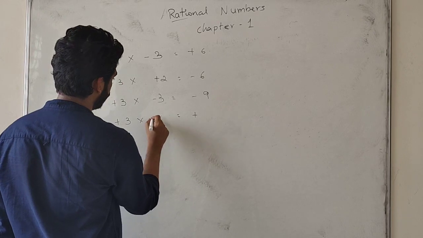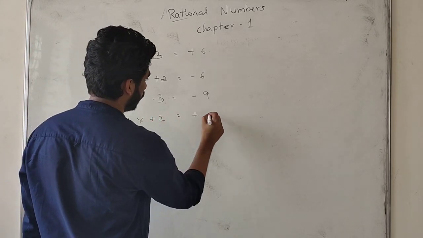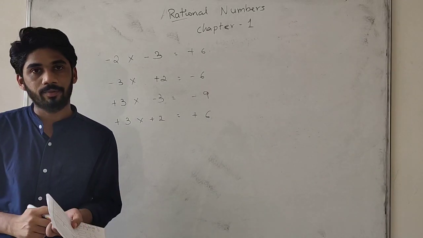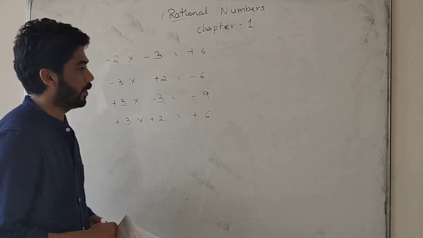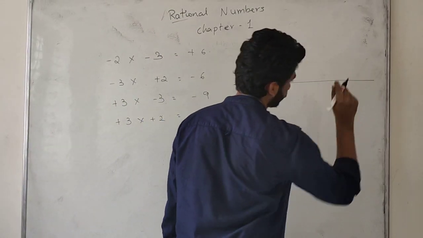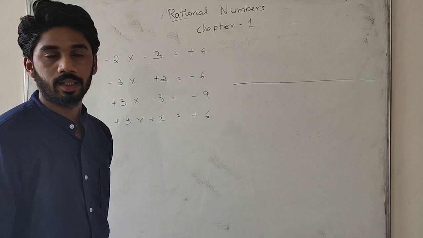3 into plus 2, 3 to the 6. So how the values will be, how the value has been kept, we will discuss this. So friends, so students, first we must know the linear line.